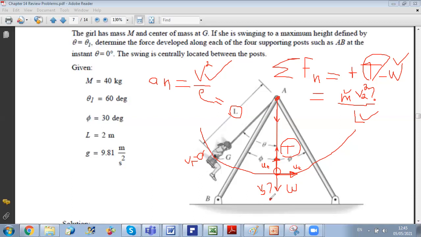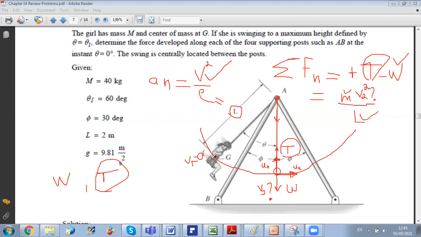Why can you apply conservation of mechanical energy in this problem? What are the two forces acting on the girl? You have just the weight and the tension. Now, what is the work of the tension between position 1 and 2 as you are swinging? Very good, 0.